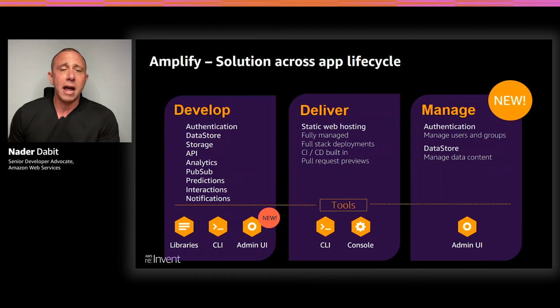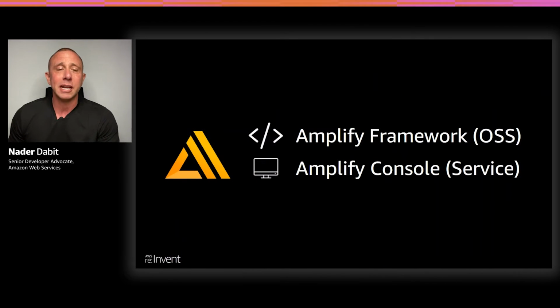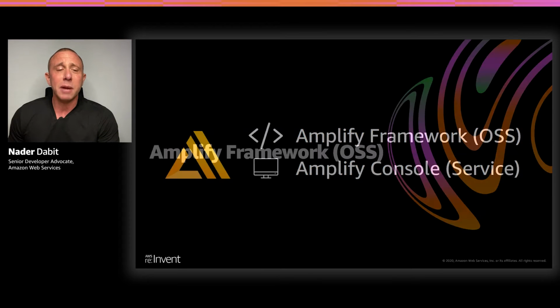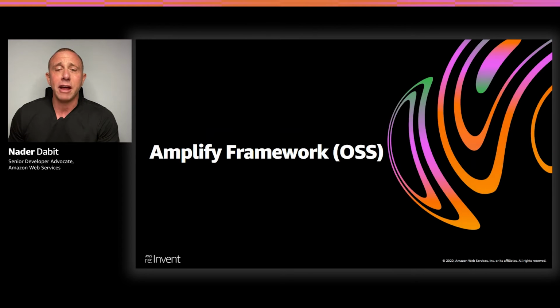So let's first talk about the two main parts of AWS Amplify. They're broken up into the Amplify framework, which is open source, and the Amplify console, which is a service. We're going to be focusing mainly on the Amplify console today, but we will be talking about the framework as well. So we're going to briefly give an overview of the Amplify framework.